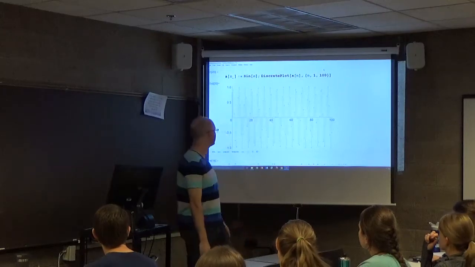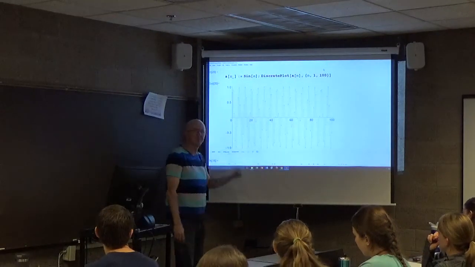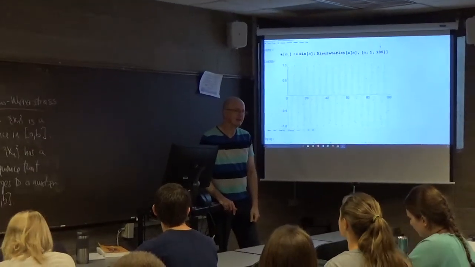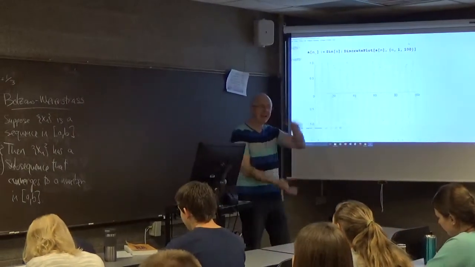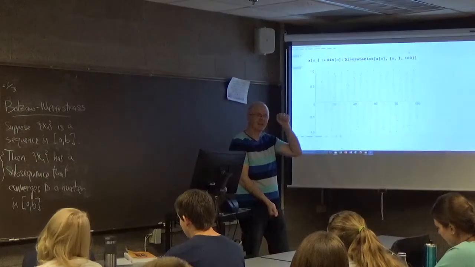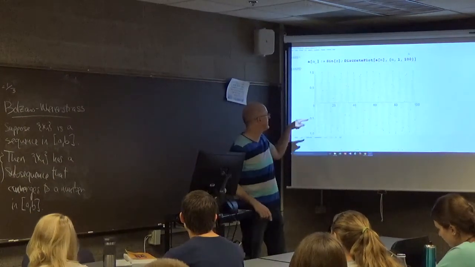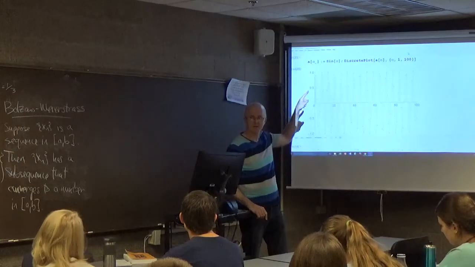Any number between -1 and 1 is a limit of some subsequence. S is the entire interval from -1 to 1. Its inf is -1, its sup is 1. The Liminf is -1, the Limsup is 1.